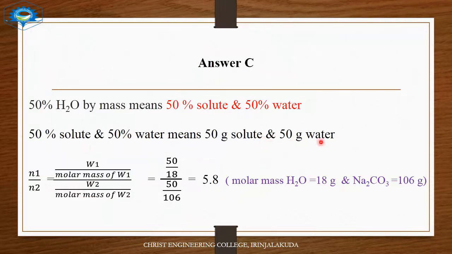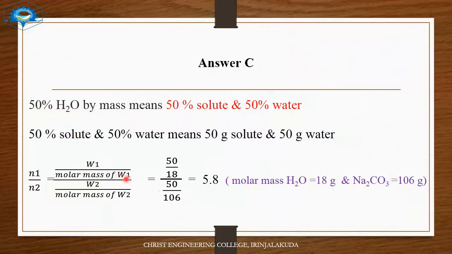It is given that there is 50 gram solute and 50 gram water. So W1 will be 50 and W2 will be 50, sodium carbonate and water 50-50 mass given. Then the molar mass for water is 18, 2 hydrogens plus oxygen. For sodium carbonate, sodium is 23 and there are 2 sodiums, so 23 into 2, carbon 12, and 3 oxygens, so 3 into 16, altogether 106.